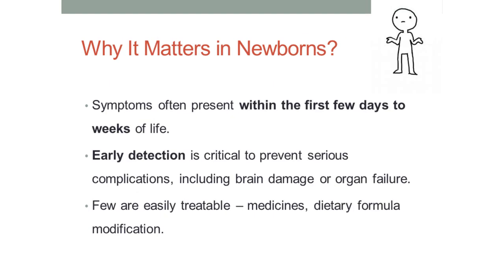Why does it matter to identify an IEM in a newborn? So symptoms often appear within the first few days to few weeks of life. Early detection is critical to prevent serious complications, including brain damage or organ damage. Few are easily treatable with medicines or dietary formula modification. Identifying inborn error of metabolism is crucial not only to determine the prognosis in the affected child, but also for guiding management in further pregnancies.